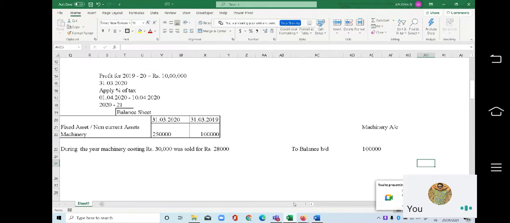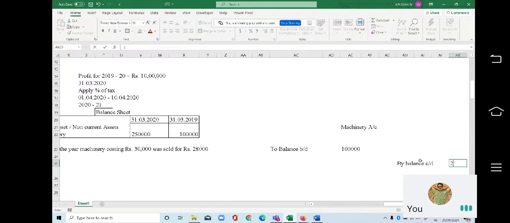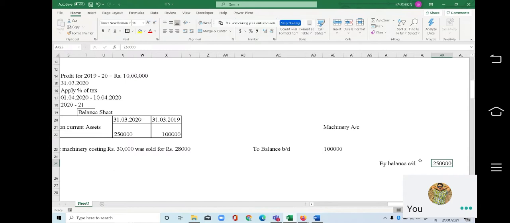So here, simultaneously I'm going to prepare the closing value. Closing should appear on which side? It should appear on the credit side. So I'm writing By Balance c/d, the amount given as rupees 2,50,000. And it is given that a machinery costing 30,000 was sold for 28,000.